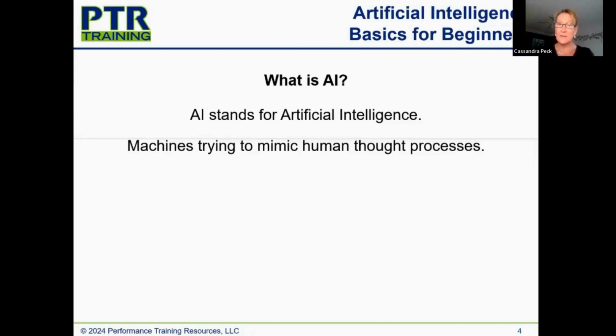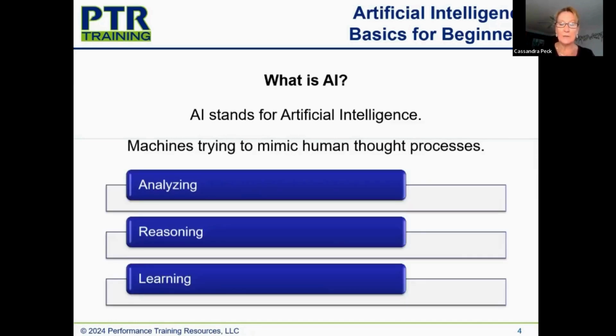So it alleviates some of the mundane, repetitive tasks. It tries hard to mimic these thought processes. And it looks a little bit like this: analyzing, reasoning, and learning. So AI machines analyze vast amounts of data to identify patterns, trends, or correlations. They process this information quickly and efficiently, extracting meaningful insights from these complex data sets.